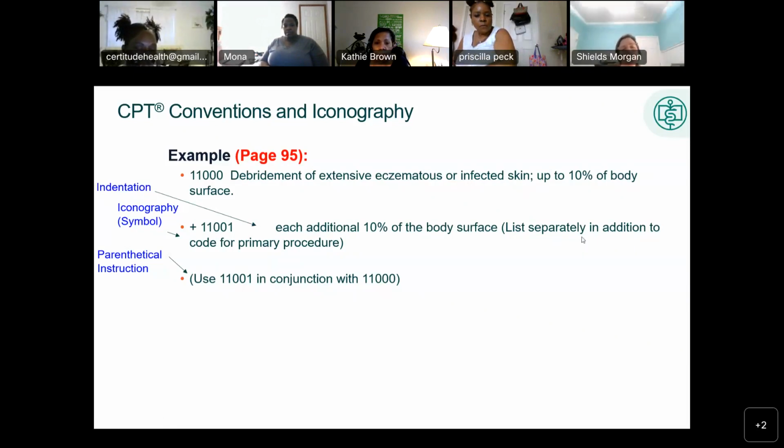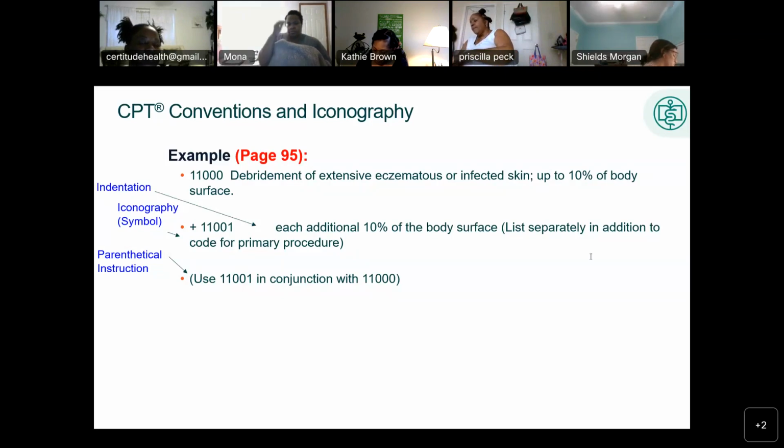So again, the patient has had this debridement procedure performed on 20% of their body. Right. So you would report the first code 11000 to represent the first 10% of the body surface. And then you would report 11001 to represent the second or additional 10% of the body surface.